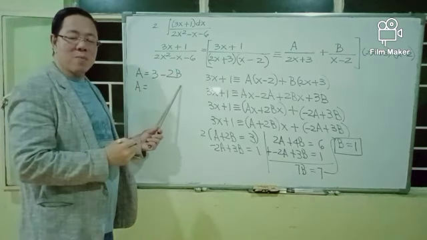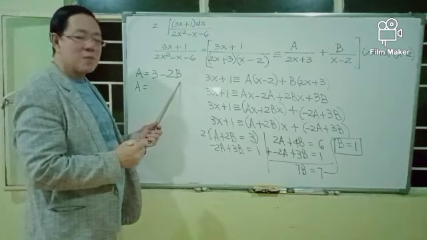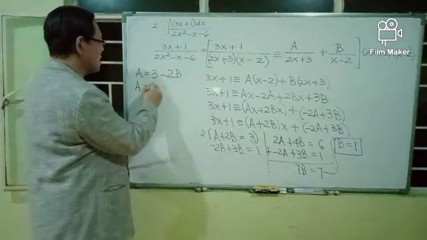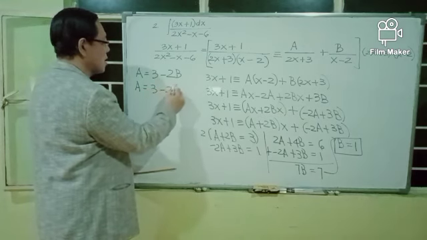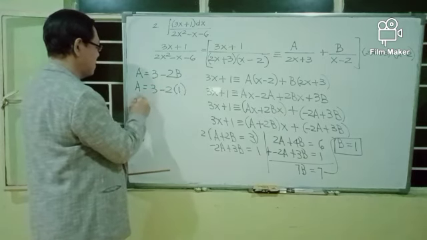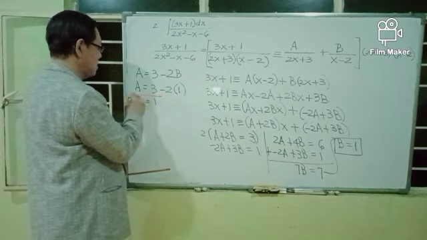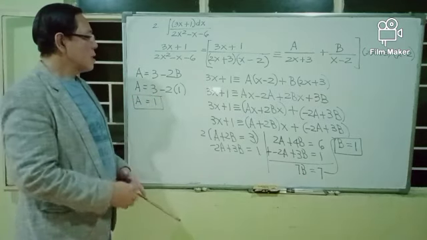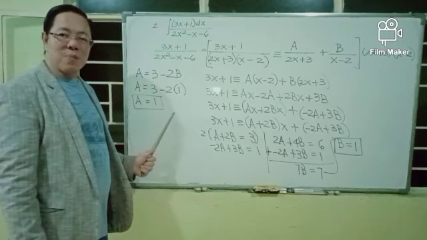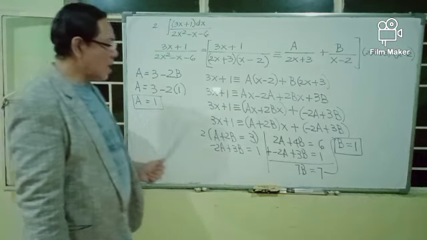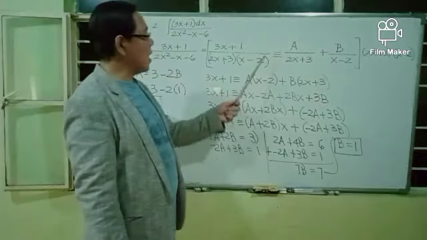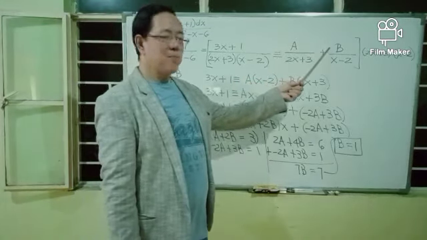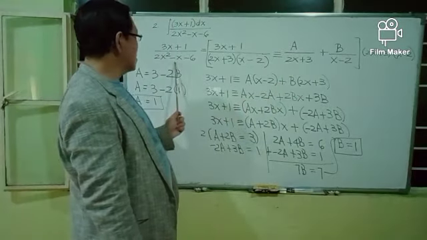And we substitute the value of b into this equation where b is equal to 1. We have 3 minus 2 times b is 1. And we get a is 1. Now we know the values of the constants a and b, and they are both equal to 1. And we substitute the value of a, 1, and the value of b, 1, into this expression.